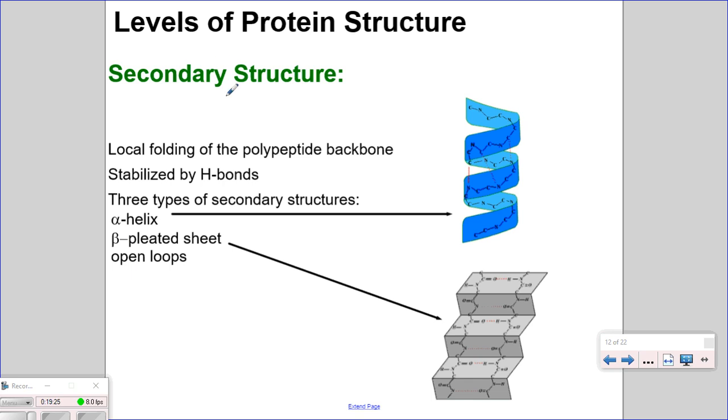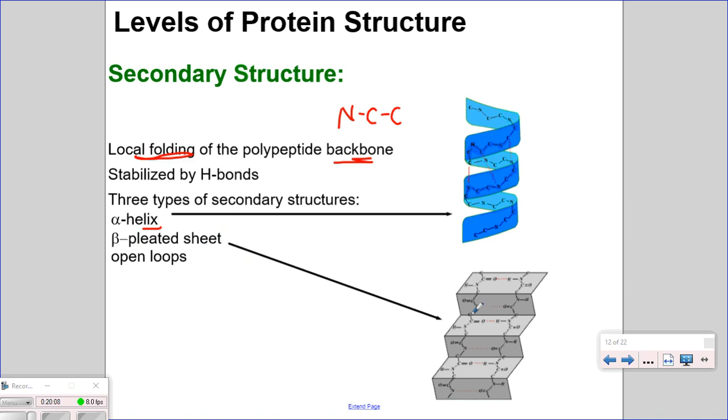The secondary structure is a bit more complex to visualize, but it's referred to as the local folding within the polypeptide backbone. So that NCC sequence is going to fold in particular ways, which will be stabilized by hydrogen bonds. There are 3 types of secondary structures. There's what's called the alpha helix, which forms this helical structure. Here you can see the NCC, NCC, which forms this helical structure, which is stabilized by hydrogen bonds.